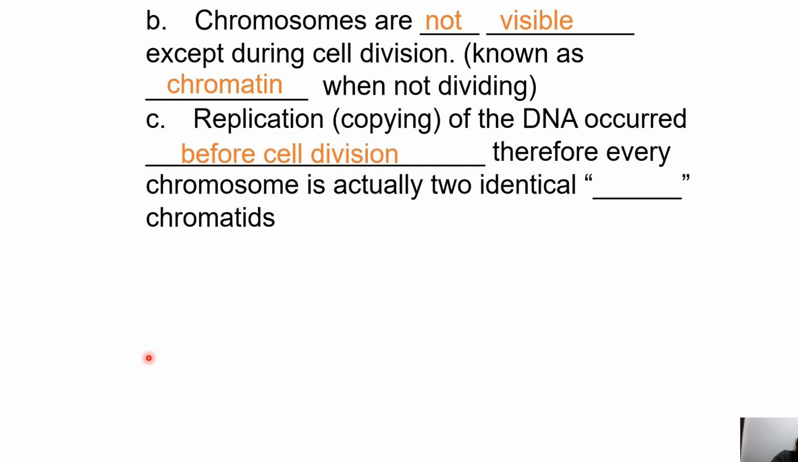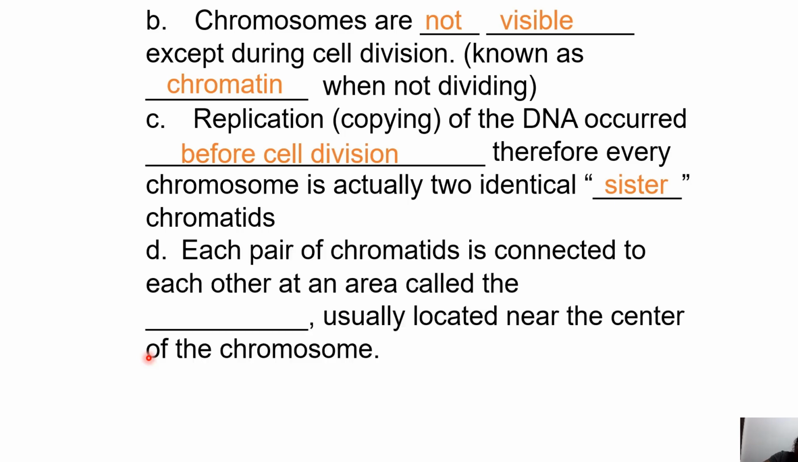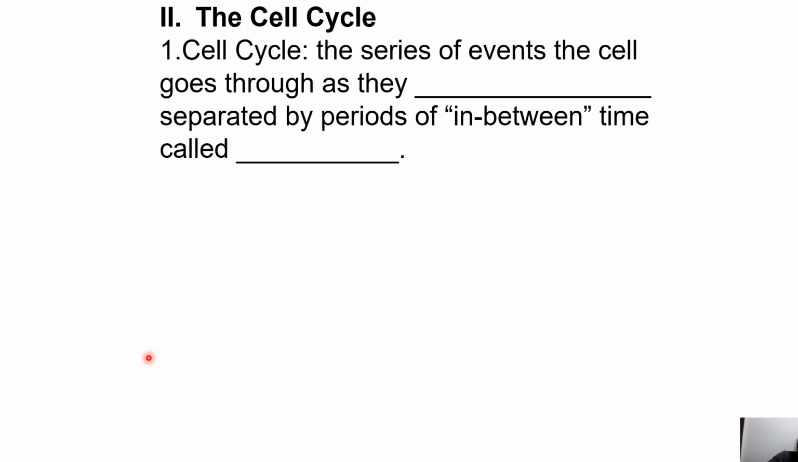So replication or copying of the DNA occurs before cell division. Therefore, every chromosome is actually two identical sister chromatids. Now, each pair of chromatids is connected to each other at an area called the centromere, and that is usually located near the center of the chromosome.